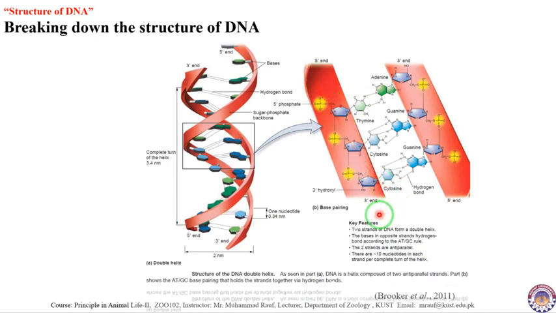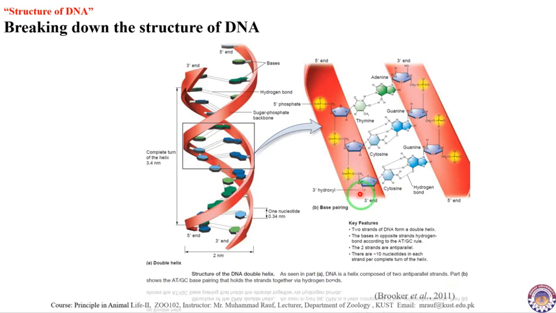Now, DNA is a double-stranded helical macromolecule. There are two strands of DNA, and the two strands are oriented in opposite directions. One strand runs from 3' to 5'. The other strand runs in the other direction, from 5' to 3'. Now, why are they called 3' to 5'? It is because of the pentose sugar and the phosphate group.